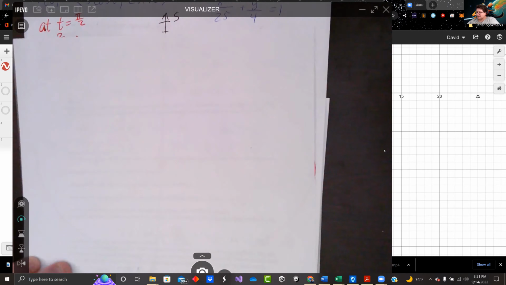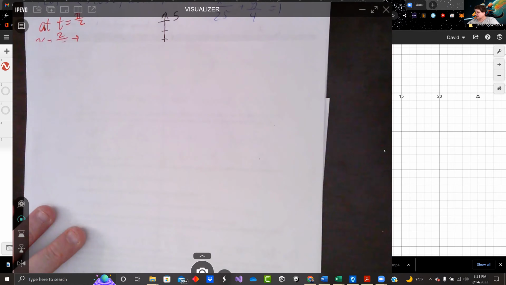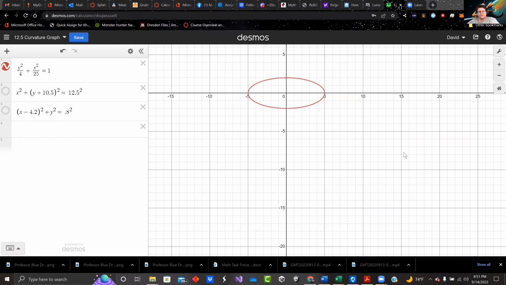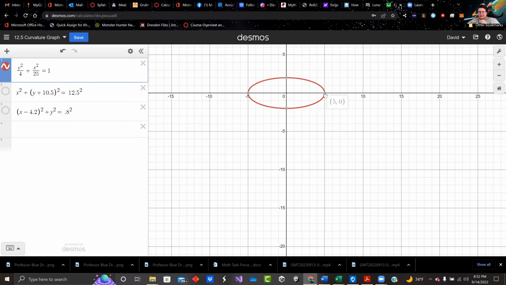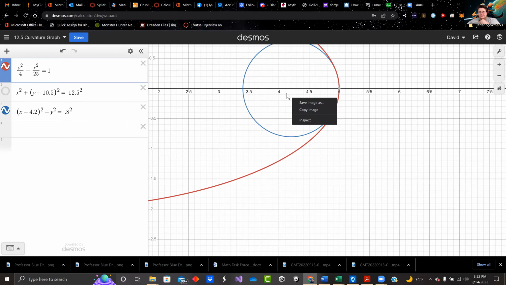So I graphed, well, actually, maybe I'll show you the Desmos first. I graphed that equation, y squared over 4 and x squared over 25. And then I showed what happens if I put a circle that has a tangent at the same point here, with the curvature going the same direction. That's this one right here. And look at that. Kind of neat.